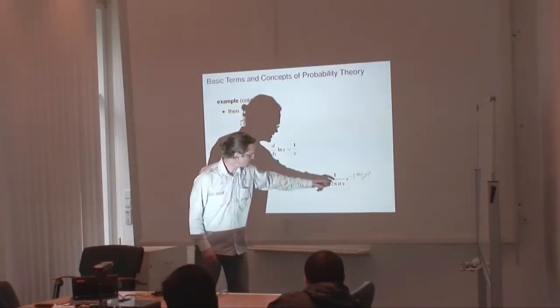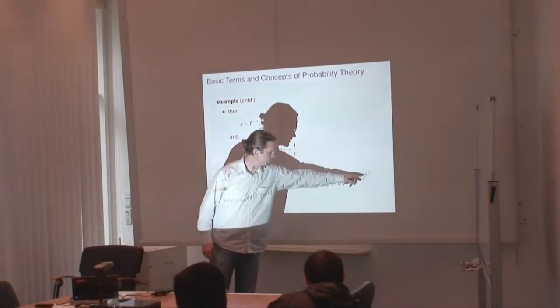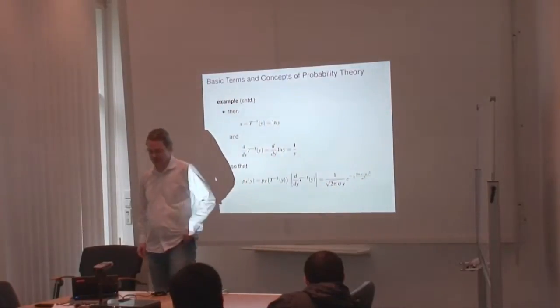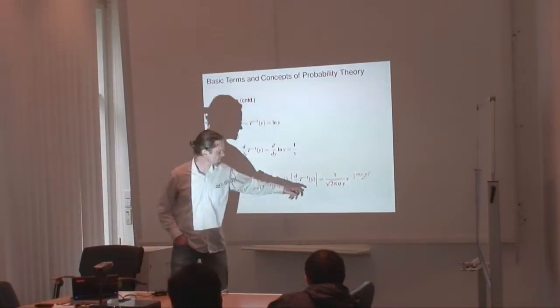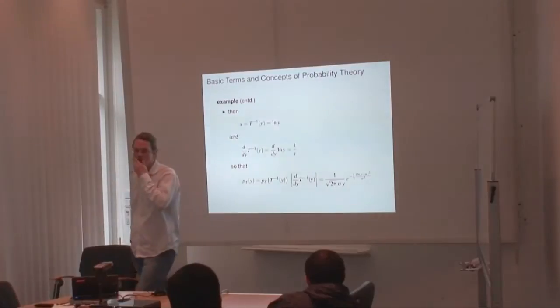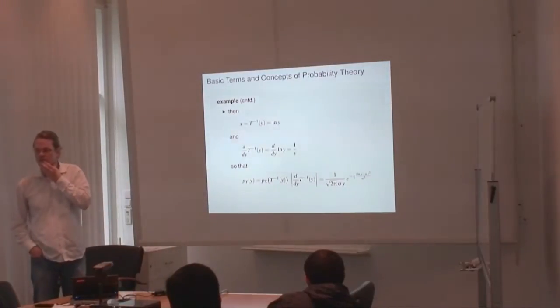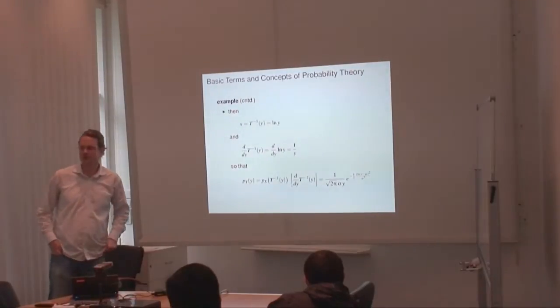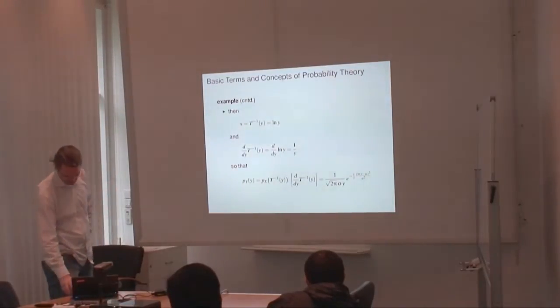So here you have it. We have e to the minus 1 over 2 ln y minus mu squared over sigma squared. What is the name of this distribution? Have you seen that before? No. It is called the log normal distribution.